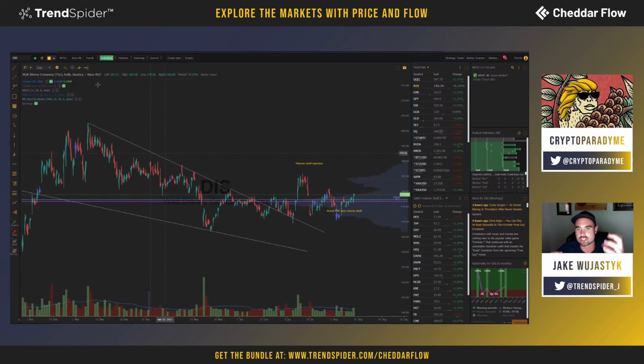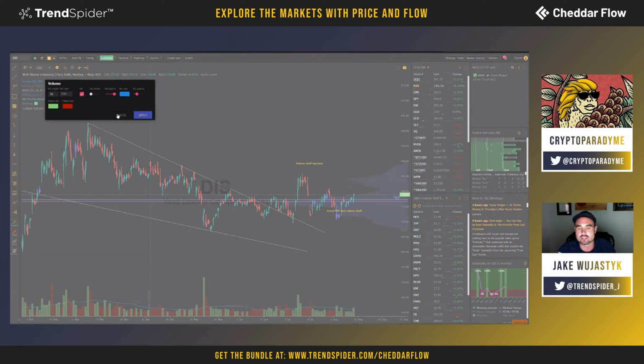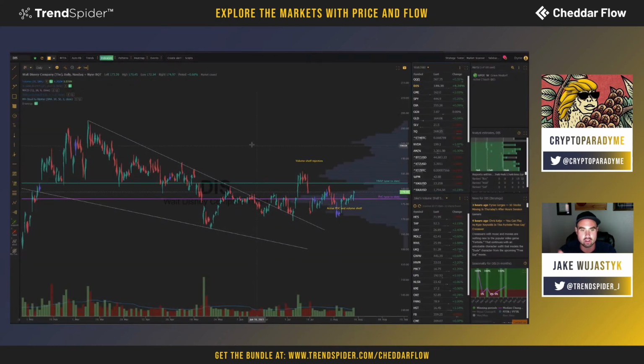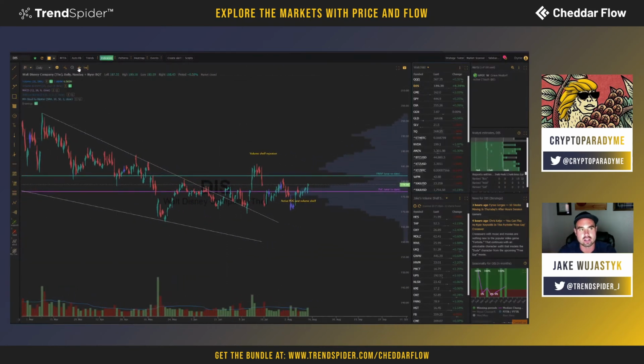And so that shelf is generally a function of the point of control, which is your biggest volume node, and then you have quite a few other volume nodes around it. I have a couple examples. I have one on ATVI and Disney we can go over shortly to explain a little more.